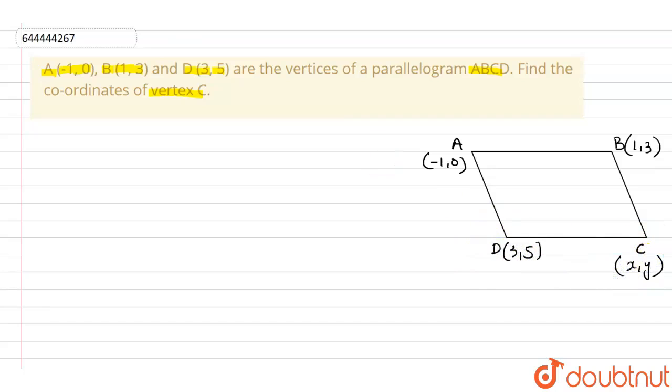Now if we draw the diagonals of this parallelogram, let's suppose this is one diagonal, that is AC, and this is the other diagonal, that is BD. And we know that the diagonals of a parallelogram bisect each other. That means the diagonals AC and BD will bisect each other at point O. We need to find out the coordinates of this point O, so to find it we'll be using the midpoint formula.